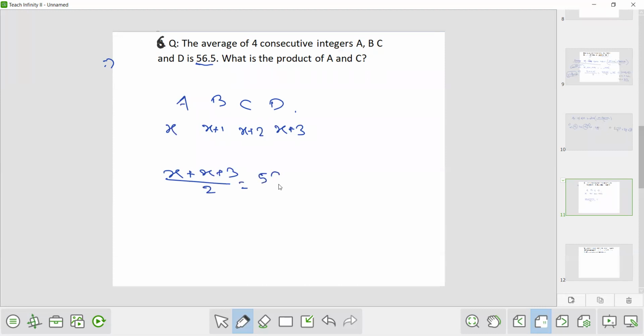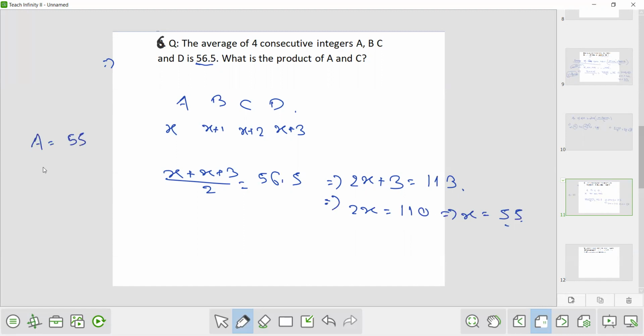This is equal to 56.5. So 2x plus 3 is equivalent to 56.5 into 2. How to multiply 56.5 into 2? 50 into 2 is 100. 6.5 into 2 is 13. So 113. Now 2x is 110. So x is 55. Now a is 55. So c will be x plus 2, that is 57.